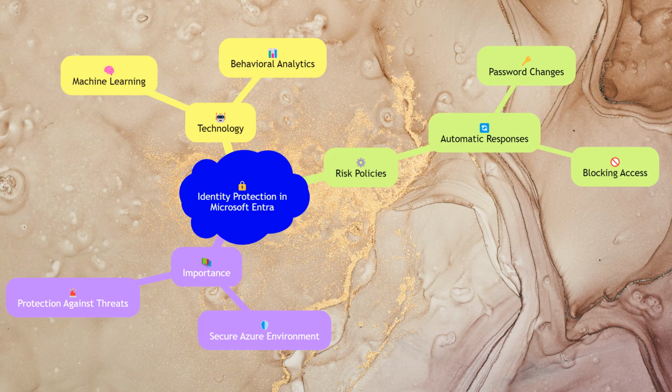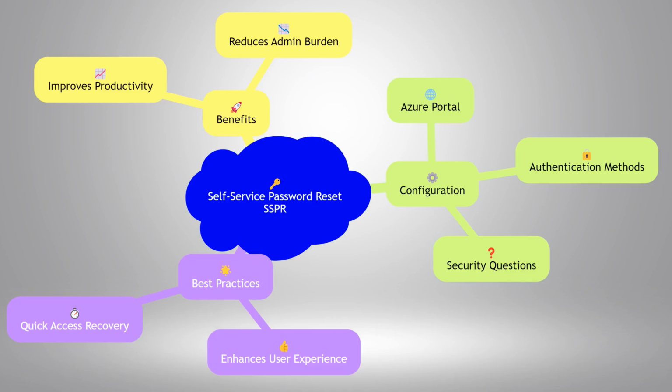Identity protection in Microsoft Entra uses machine learning and behavioral analytics to detect and respond to potential security risks. Administrators can configure risk policies to automatically respond to suspicious activities, such as requiring password changes or blocking access. Understanding and implementing identity protection and risk policies is essential for maintaining a secure Azure environment and protecting against identity-related threats.